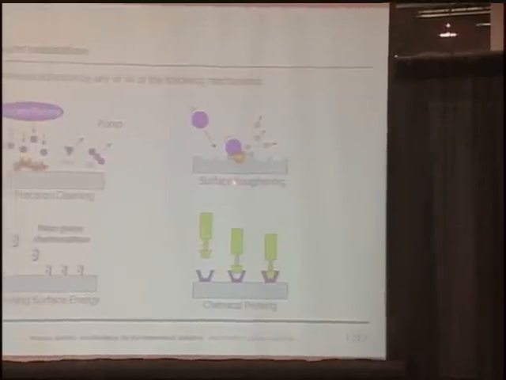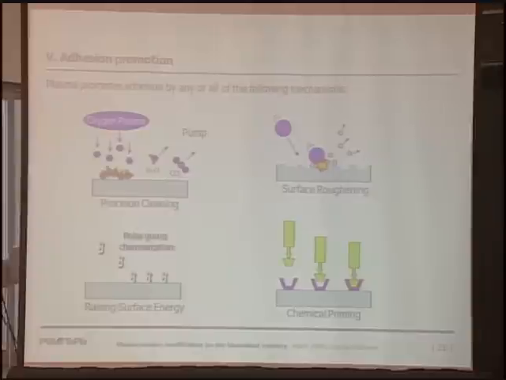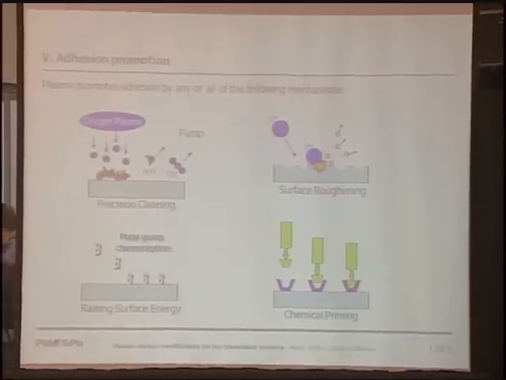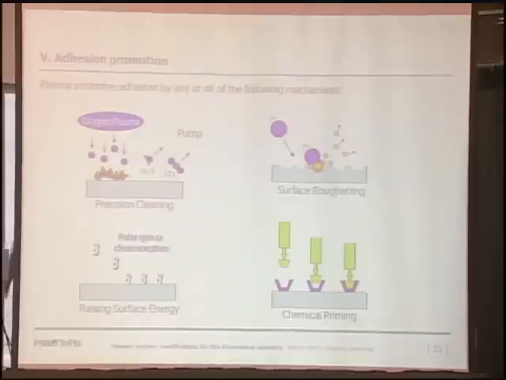We can also roughen the surface through bombardment. Either through bombardment, we can also use a chemical technique to roughen the surface. So of course the rougher your surface is, the more surface area there is for binding.